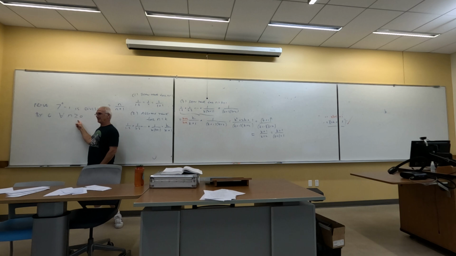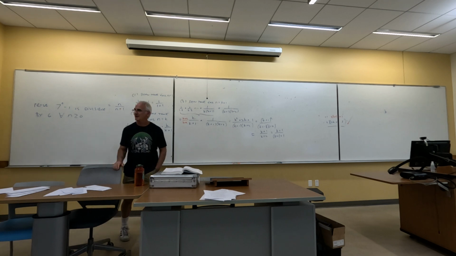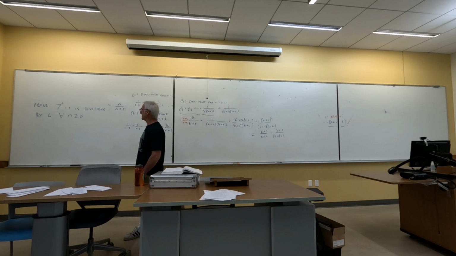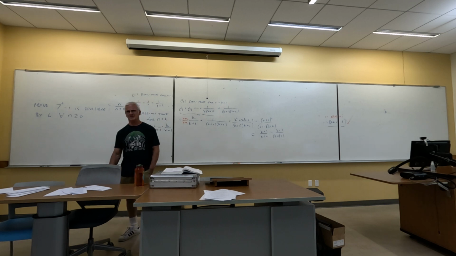Too many. All right, let's do it for n equals 0, 1, 2, 3, 4, 5, 6. But this is still the good idea part. You need to convince yourself that you believe it's true. I'm looking at 7 to a power, and I'm going to show it's divisible by 6. I don't know, that seems kind of iffy.